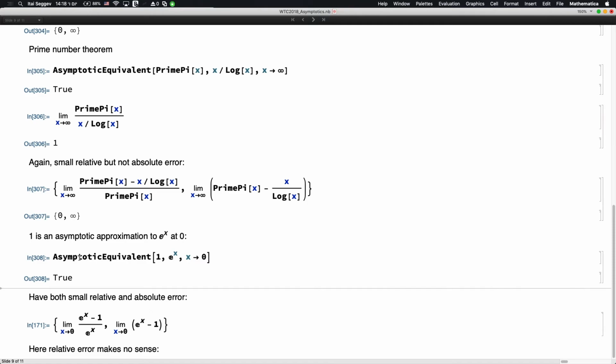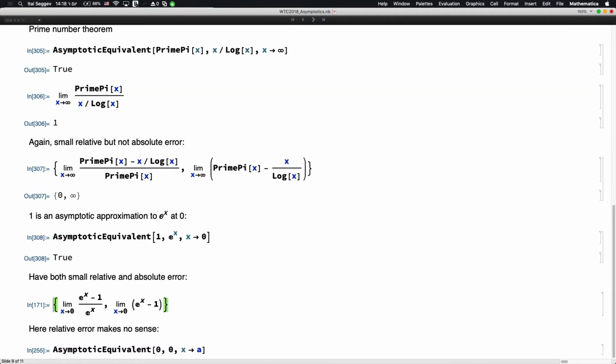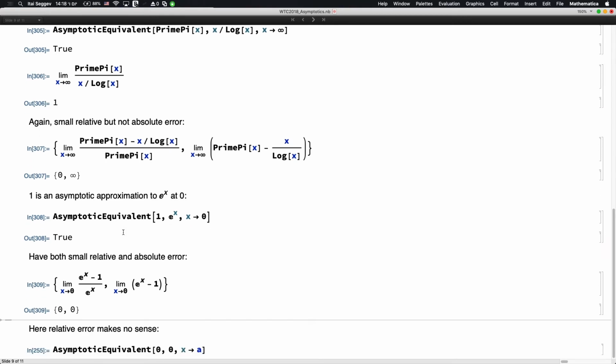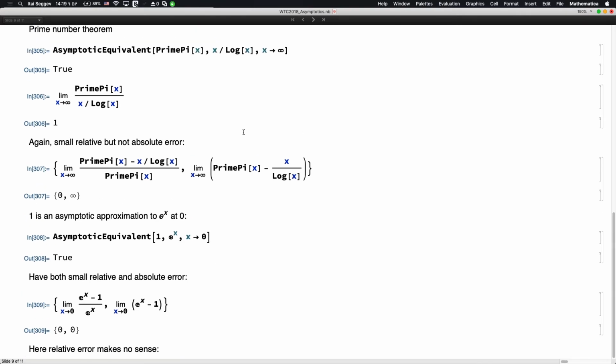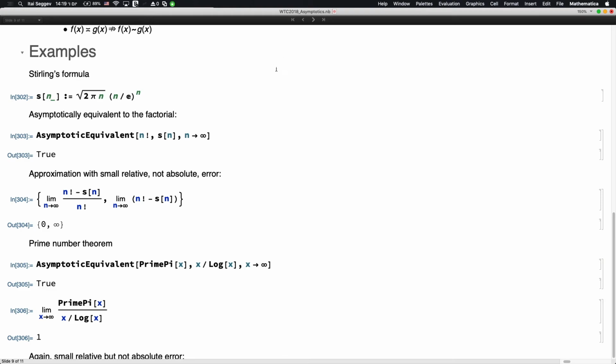Another famous example is the prime number theorem. Asymptotic equivalence is: pi of x and x over log x, the distribution of primes, are asymptotically equivalent. In fact, their ratio goes to 1. And again, this is an approximation with small relative, not absolute, error.